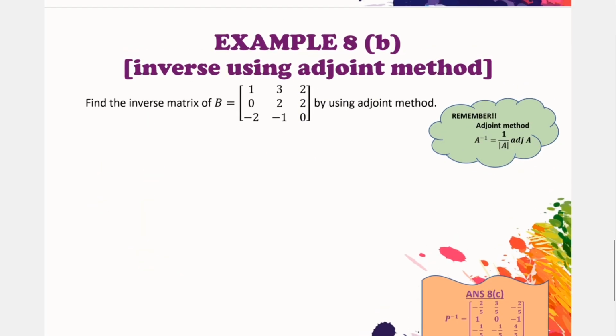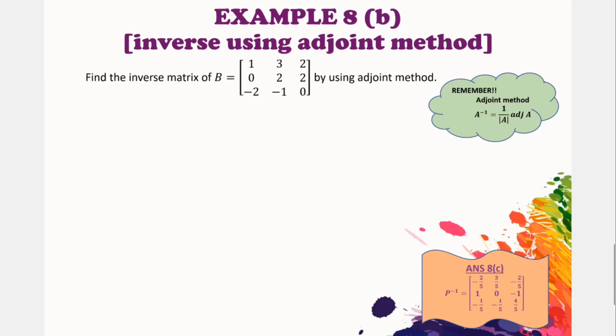So for part B, the same steps. First, we find the determinant. Second, we find the adjoint matrix by transposing our cofactor matrix. And third, we substitute the value of the determinant and the adjoint of A using this formula. Now, to find the determinant for matrix B, for a 3 by 3 matrix, we are going to use expansion of cofactor.